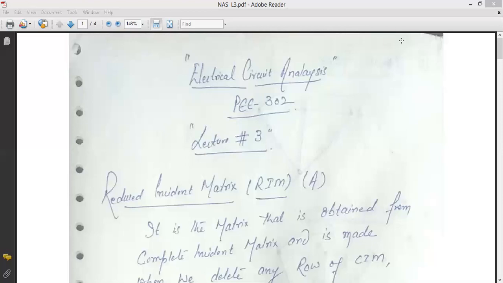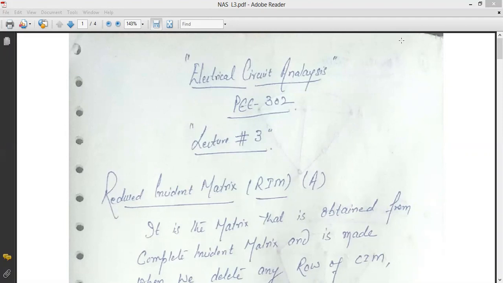The CIM tells us that a particular branch is connected between those two nodes, and for a particular node, towards the node the direction of current is positive, away from the node the direction of current is negative, and not connected is equal to 0. So this was all we discussed in my previous lectures.